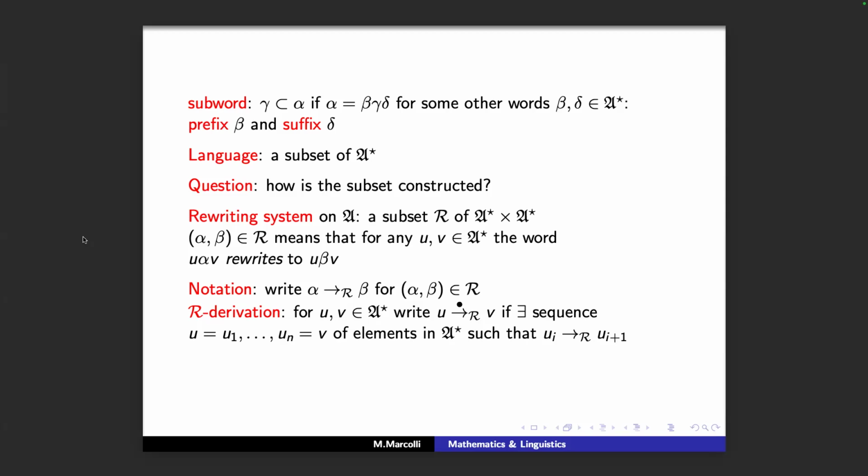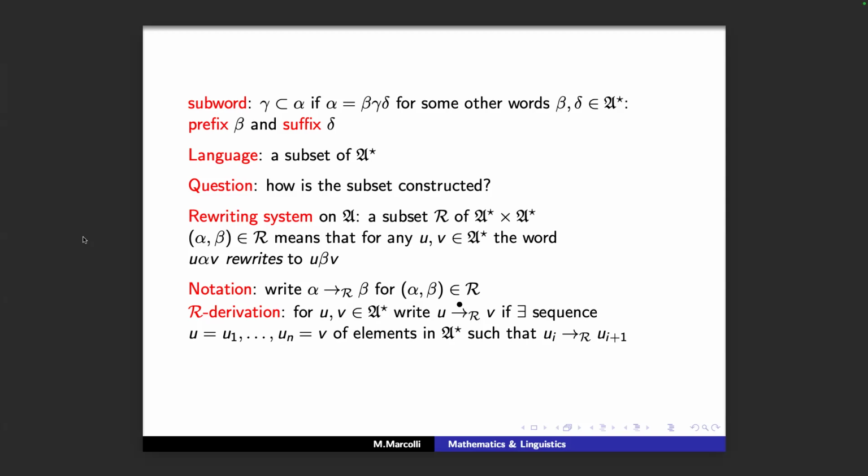So in general, the way that one thinks about constructing subsets of this set of all possible words in a given alphabet is through a rewriting system. So this is a relation in the set of all possible strings in your alphabet. So it's a subset of the Cartesian product of this set of strings with itself.